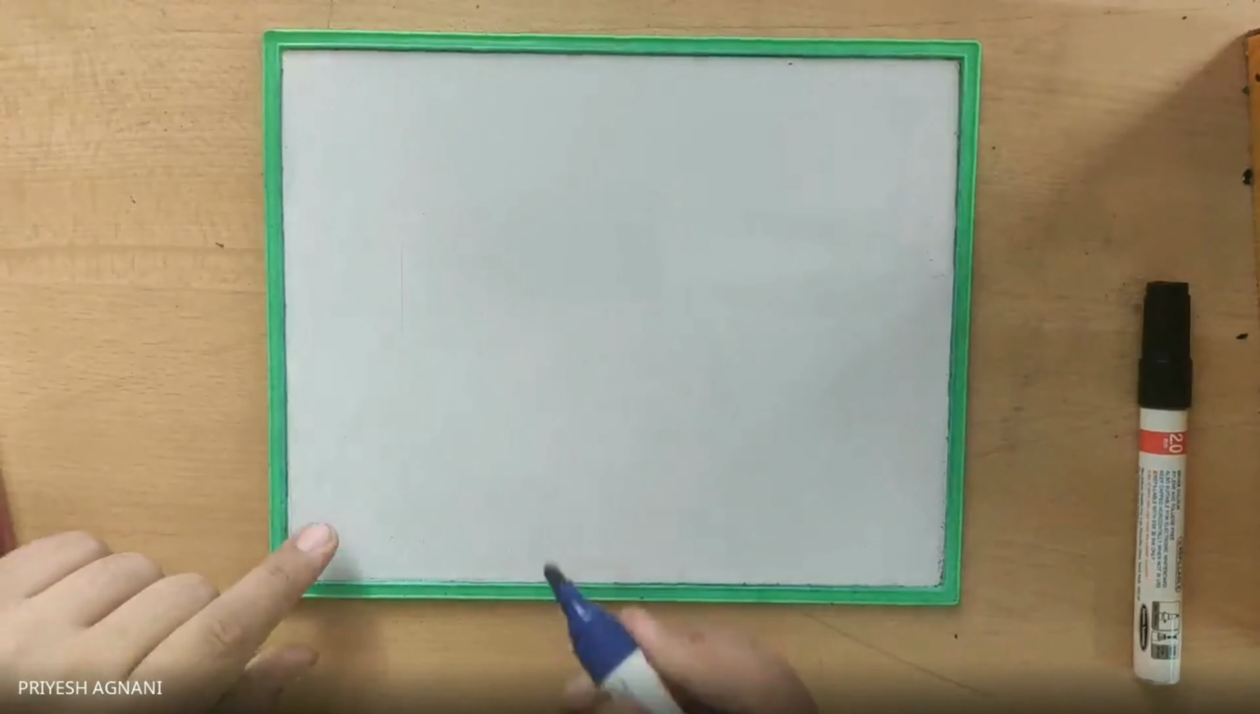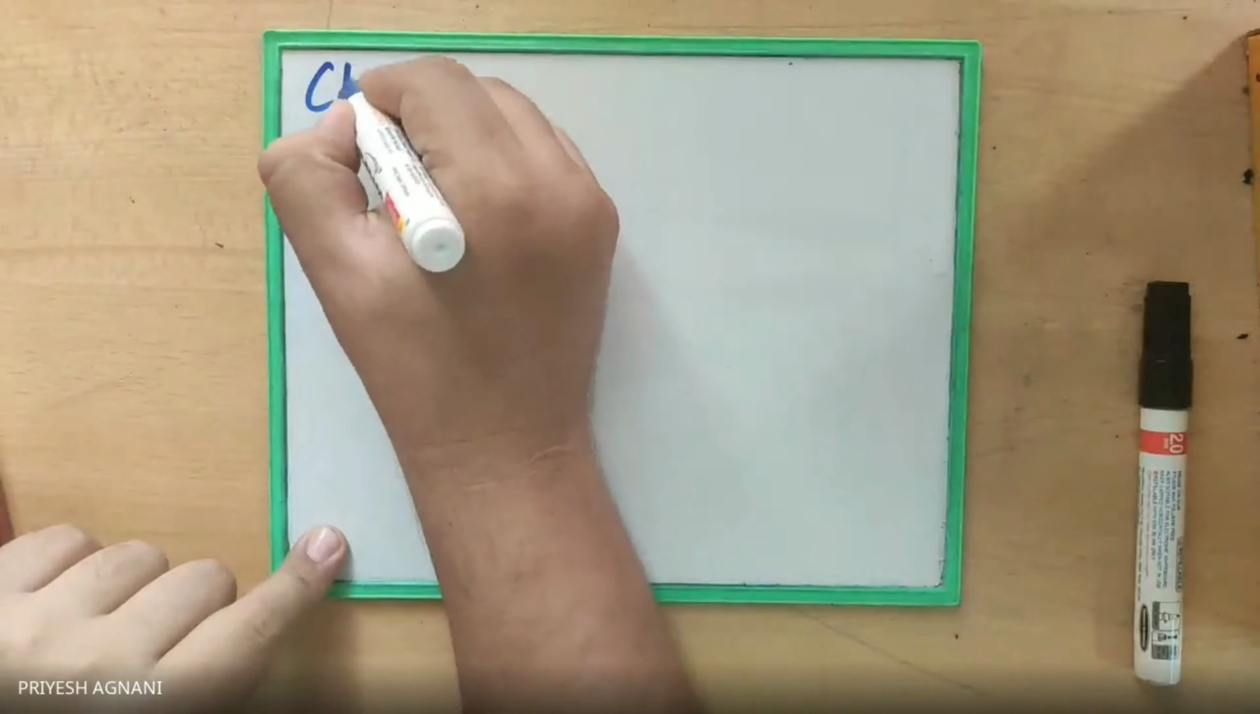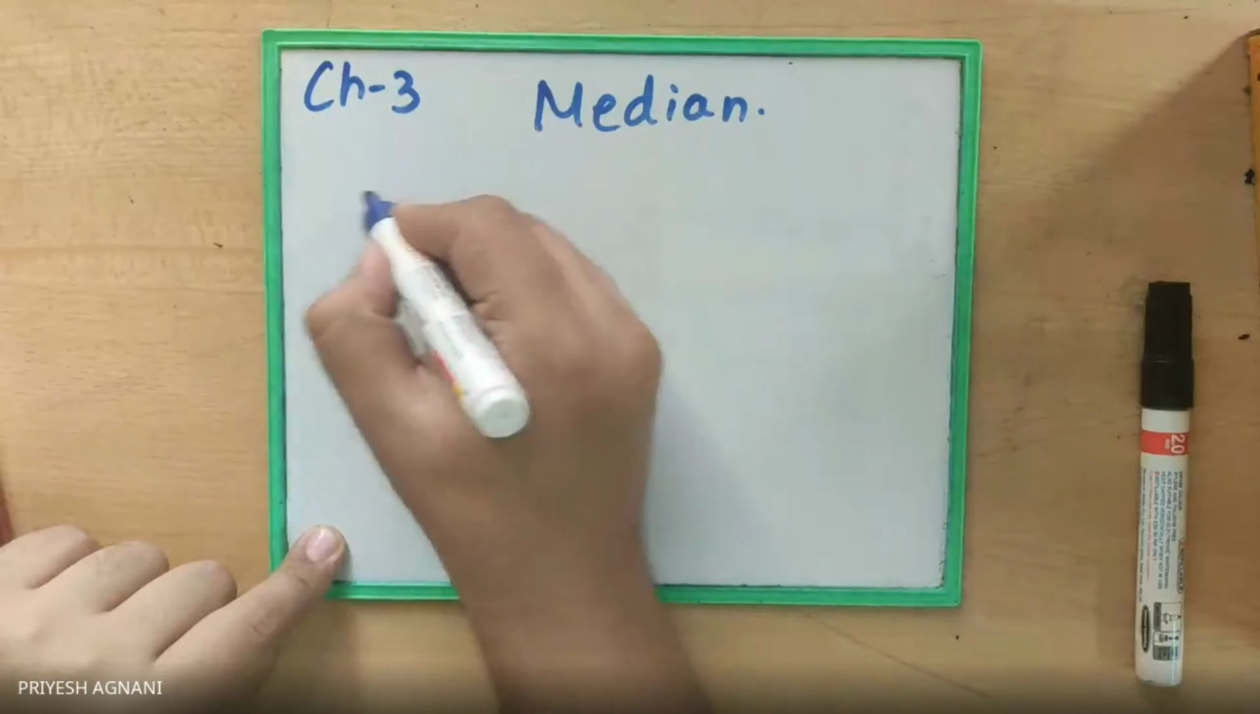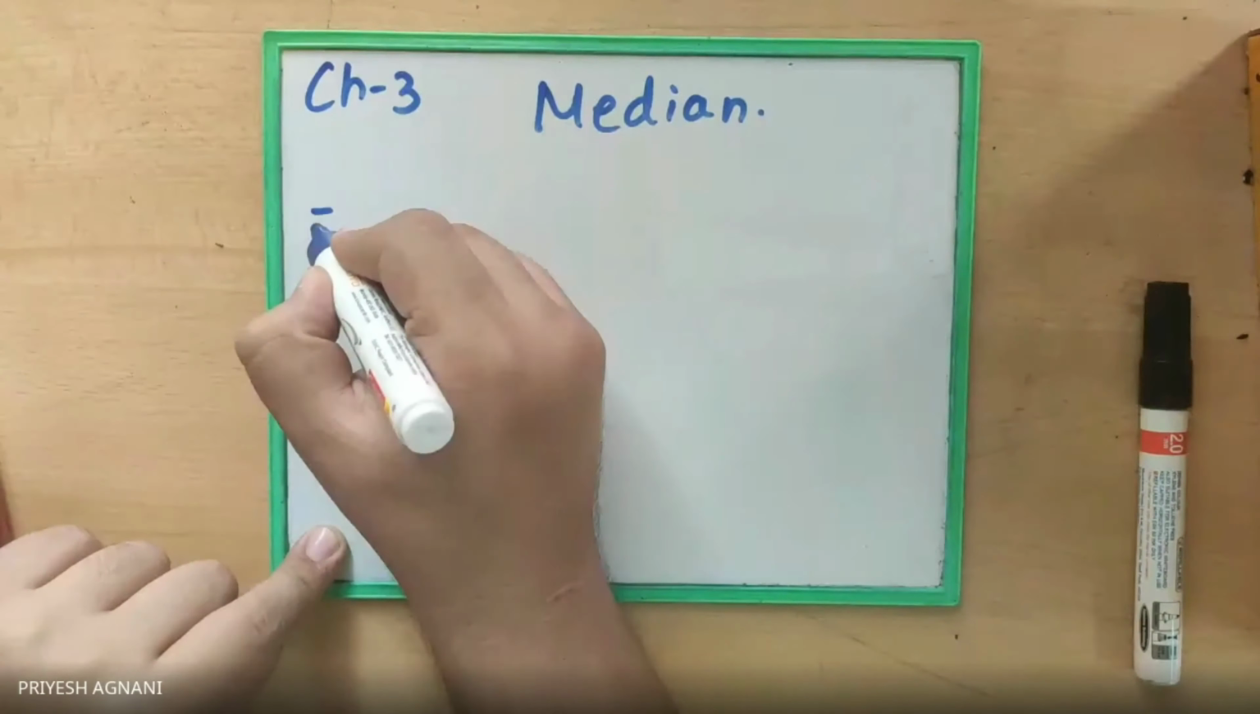Okay, so today we are going to learn about chapter number 3. The main topic we are discussing is median. Median is nothing but the central tendency. For example, the range is given from 0 to 100. The midpoint is 50. So this is the middle point and that is known as median.